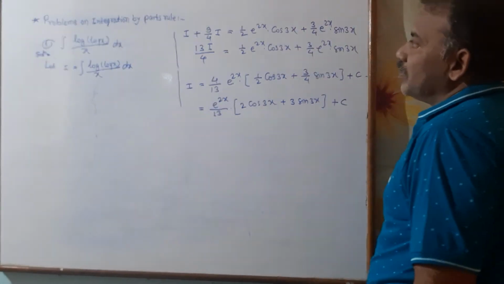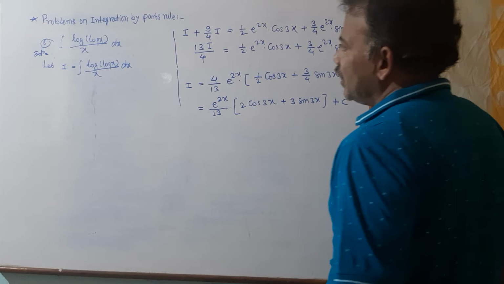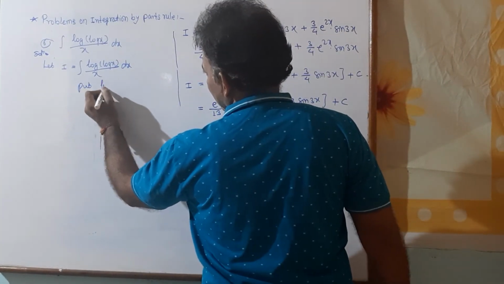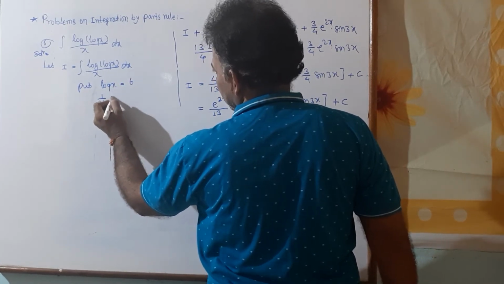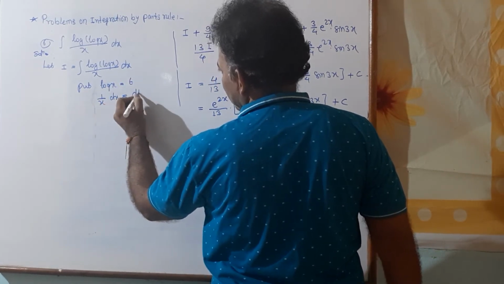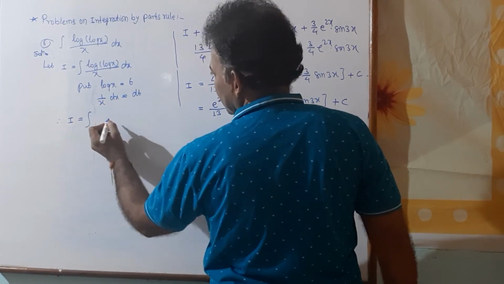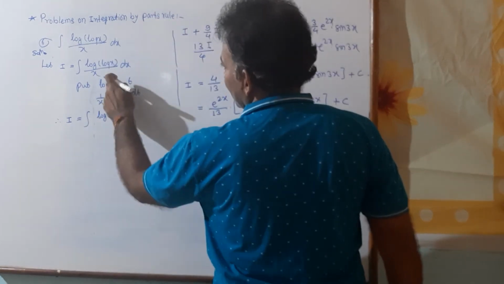Clearly in this problem we observe that we have to use integration by substitution, because the derivative of log x is 1 upon x. So put log x equal to t, so the derivative 1 upon x into dx equals dt, and therefore substitute in the given problem. So I equals the integral of log x, which we have taken as t, and 1 upon x dx means dt.